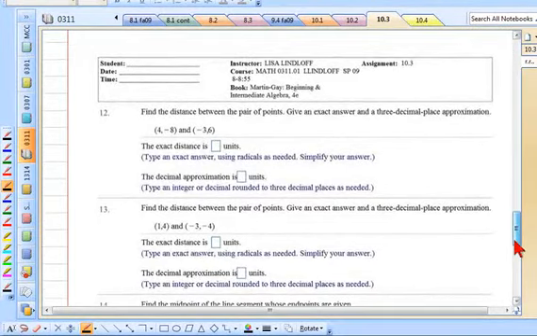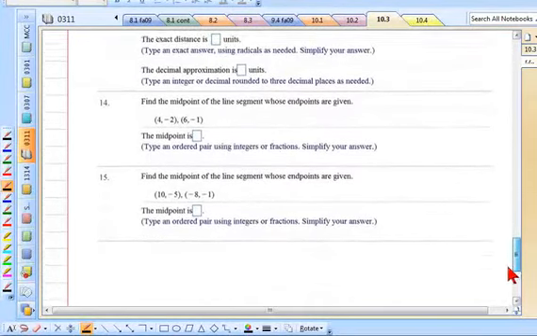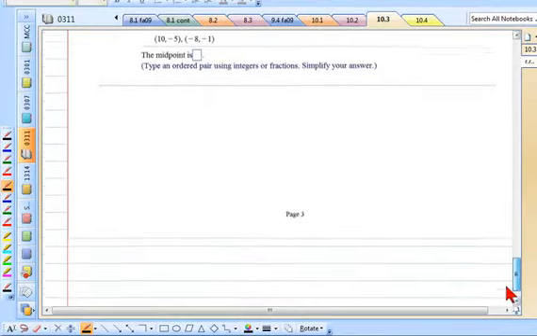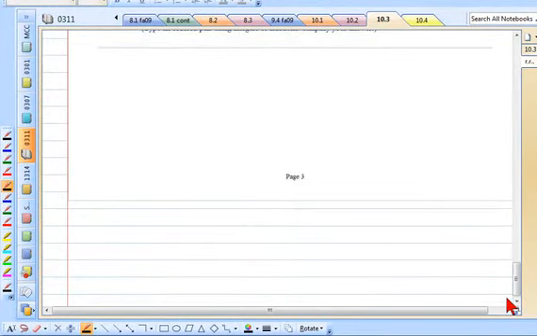Problem number 12. All right, I'm going to go to the bottom because I am not going to have room to do this. So I will do number 12 down here. Sorry, I'm turning pages and that's probably rattling.